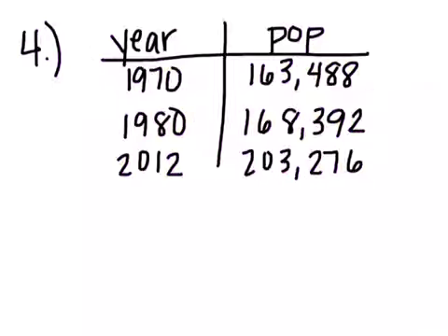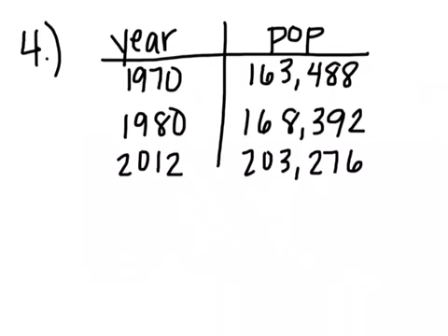This is number 4 on your More Modeling worksheet. It says the population of Champaign, Illinois is given for 3 years in the table below, and your table looks just like that. For part A, it says using 1970 as t equals 0, create a linear model from the first 2 years in the table to predict the population.